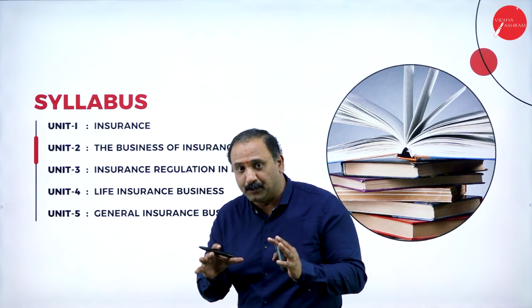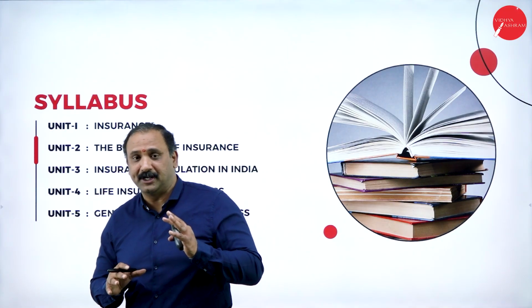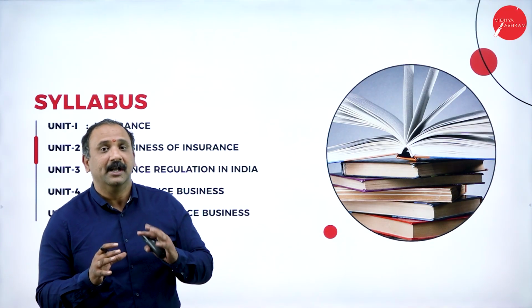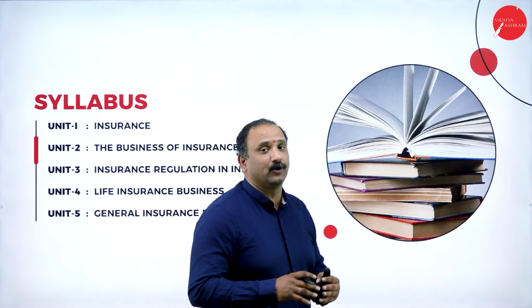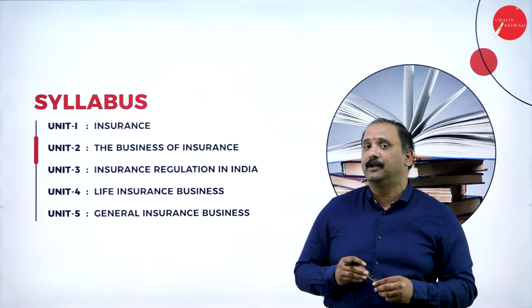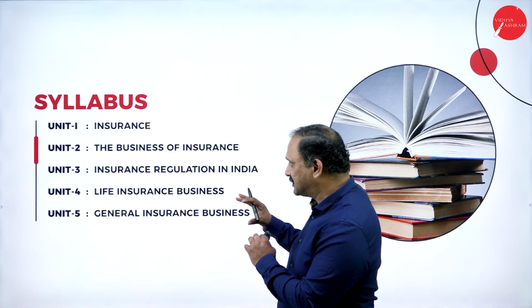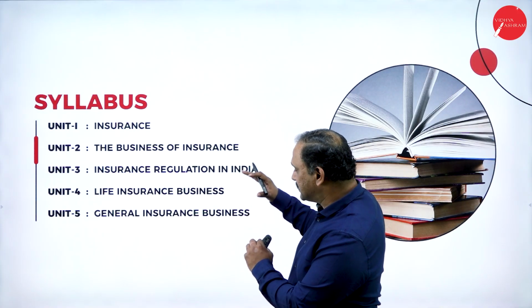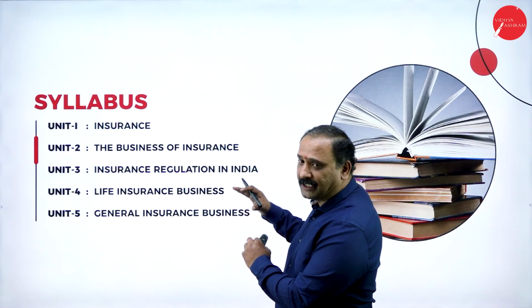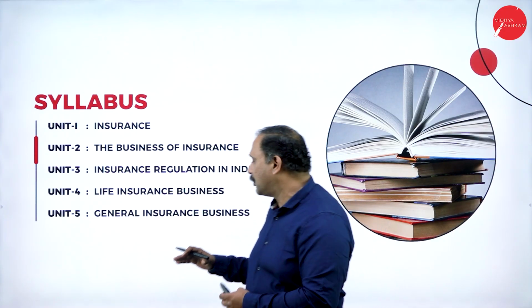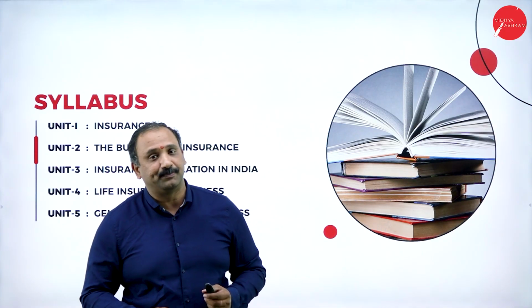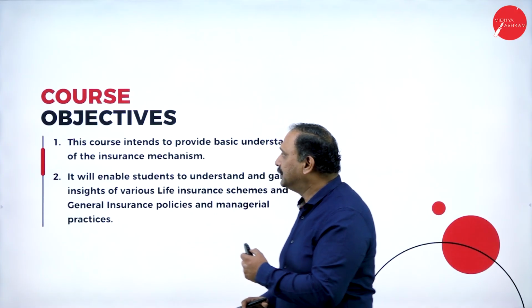We've got 5 units. First of all, insurance management is a very interesting subject and no need to worry much about it. Why? Because insurance management is all about a pure theoretical paper trying to address 5 different phases, starting with insurance, the business of insurance, regulation authority, then we talk about life insurance, and we talk about general insurance business. So let's go right away into the syllabus.